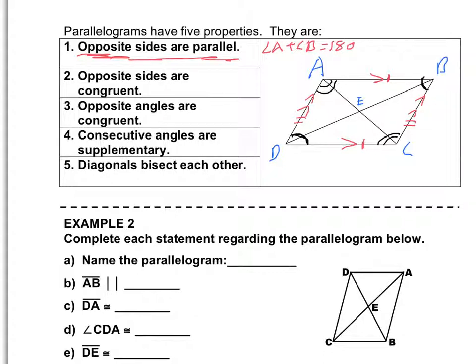That's also true for angle B and angle C. They add up to 180. Same thing for C and D, same thing for D and A. So angle C plus angle D is 180, and the same thing for angle D plus angle A is 180. So that's true for all the angles. The consecutive angles are supplementary. If we take two angles in a row going around the shape, they should add up to 180.